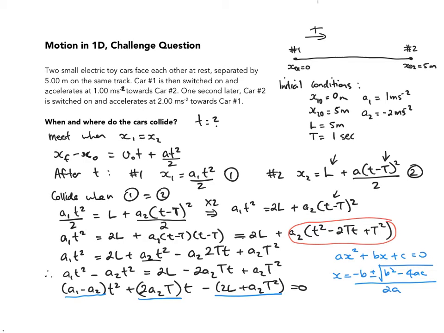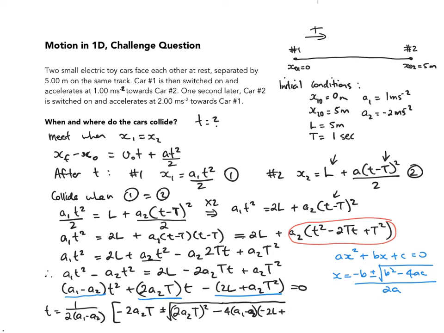So that's going to end up with something ugly looking, which solves for t as 1 over 2 times a, which is a1 minus a2, outside of negative b, which is negative 2a2T, plus or minus the square root of b squared, which is 2a2T squared, minus 4a, which is a1 minus a2, times negative 2L plus a2 T squared. Ugly.